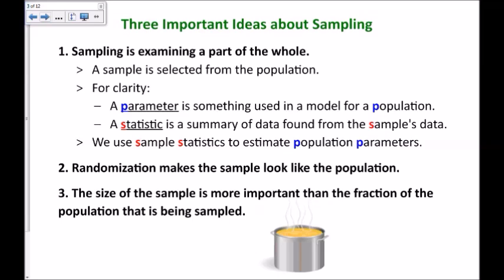Okay, now, there are 2 vocabulary words you have to be aware of. First, a parameter is something used in a model to describe the population. Okay, parameters describe the population. A statistic is a summary of data found from the sample's data. Okay, so statistics describe the sample. Okay, and we will use sample statistics to estimate population parameters.